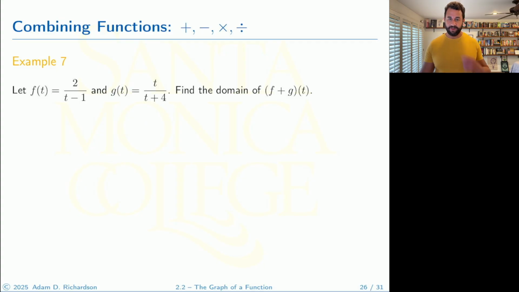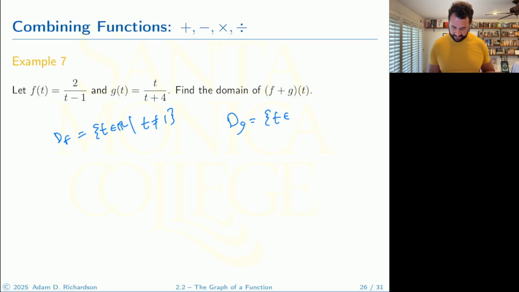Right. Now let's do it together. Looking at it, I can see this already. So the domain of f is going to be all the t's in the real numbers as long as t is not equal to 1, right? Because if t is equal to 1, then we're dividing by 0. The domain of g is going to be all of the t's such that t cannot be -4. Because if t is -4, g is going to have a problem. So now we just need to find the intersection of those two sets. So the domain of f plus g is going to be the domain of f intersected with the domain of g.